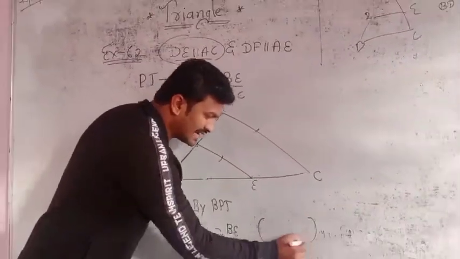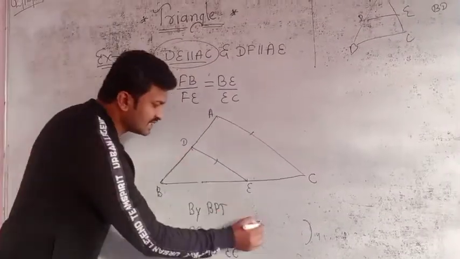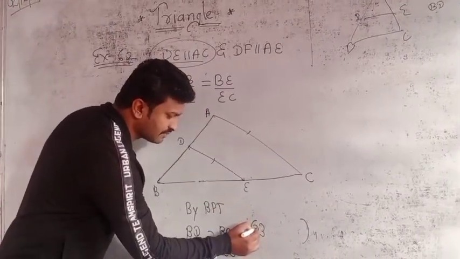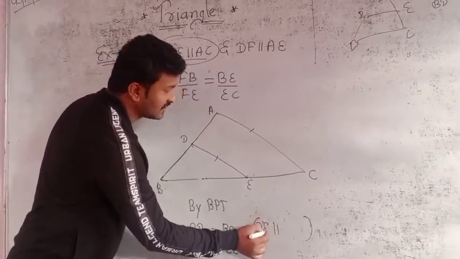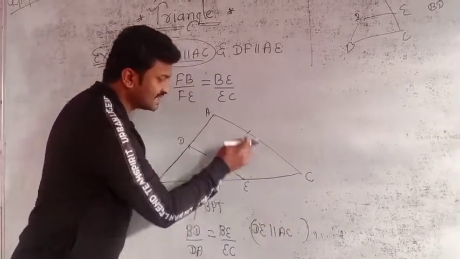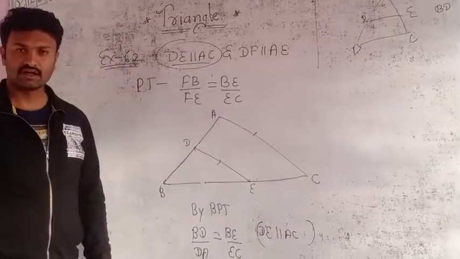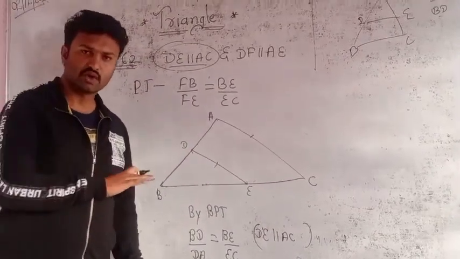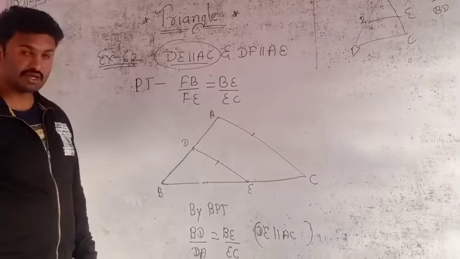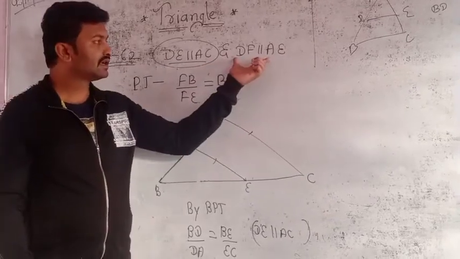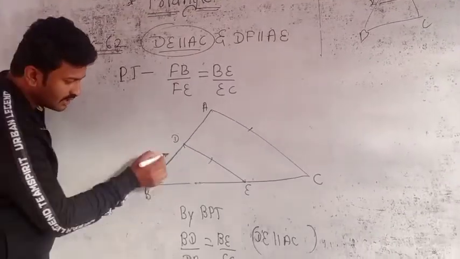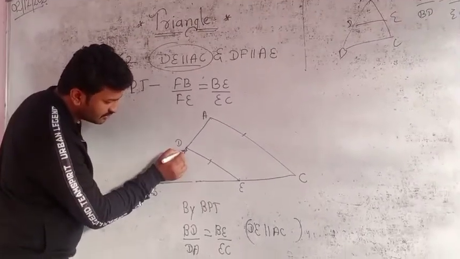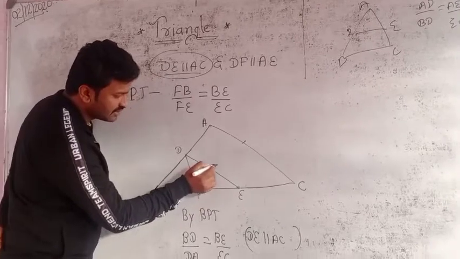You write here. They are given already. DE is parallel to AC. This one. Okay. 50% problem solved. And one more they are given. Which one? DF is parallel to AE. Where is it? D, here only F. This is F.